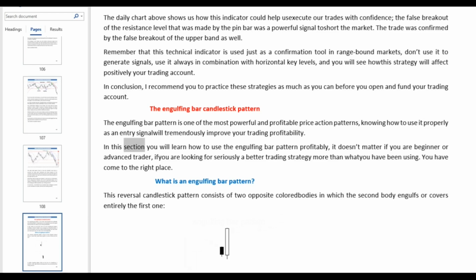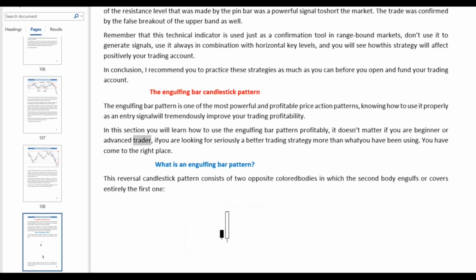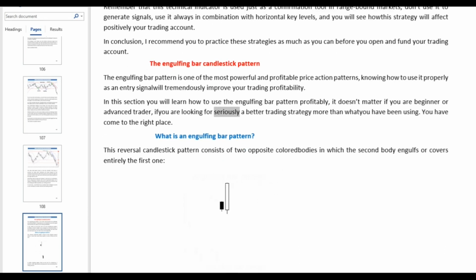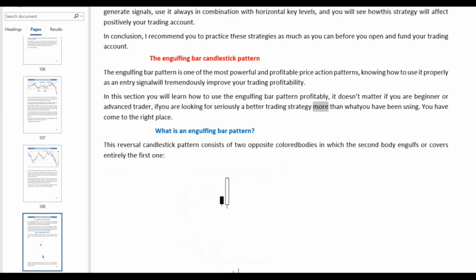In this section you will learn how to use the engulfing bar pattern profitably. It doesn't matter if you are a beginner or advanced trader. If you are seriously looking for a better trading strategy than what you have been using, you have come to the right place.